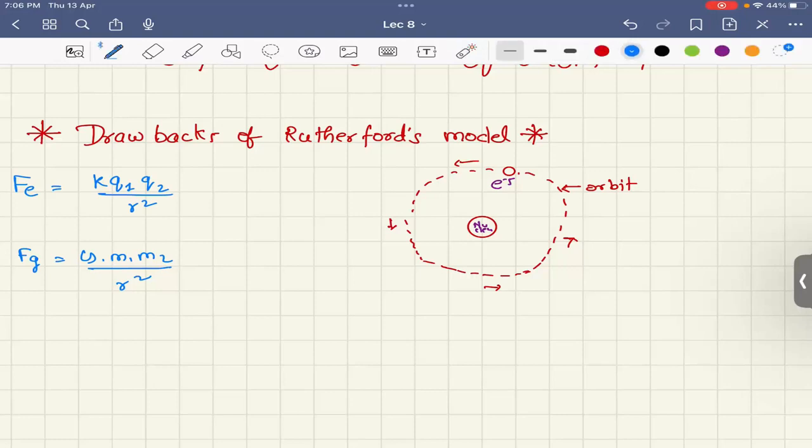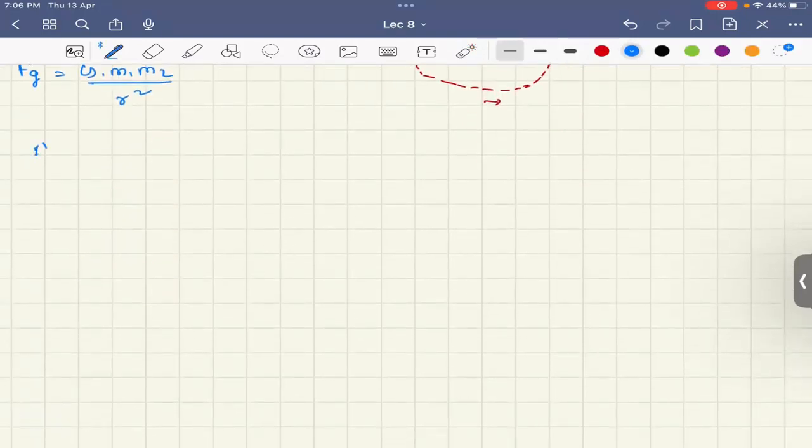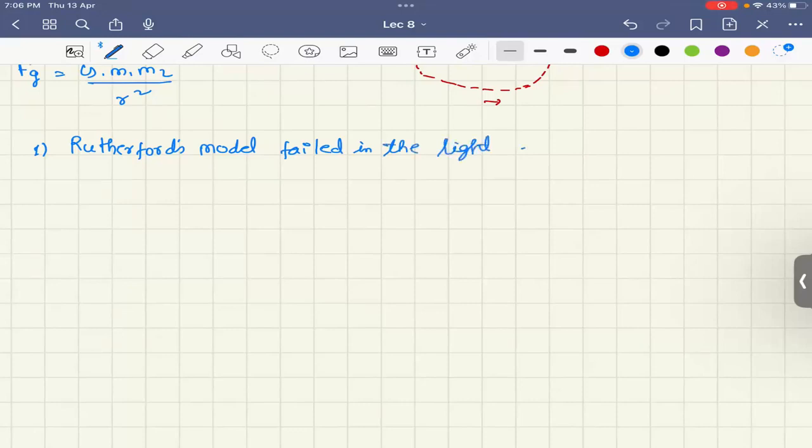So we will discuss it. Rutherford's model failed in the light of electromagnetic principles, right? So we will study about it. It was shown by Maxwell that a charged body moving under the influence of attractive forces loses energy continuously in the form of electromagnetic radiation, right?